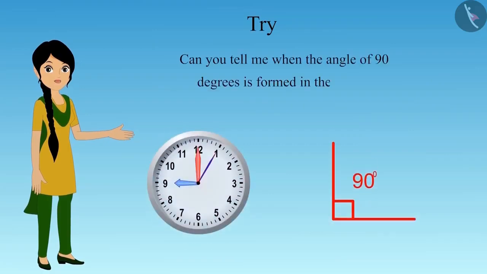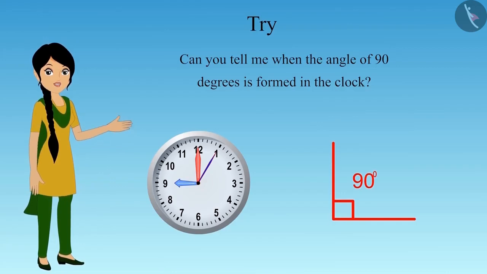Can you tell me when the angle of 90 degree is formed in the clock? Think for a while. We will discuss this in detail in the next video. In the next video, we will see some interesting examples of angles formed in the clock.